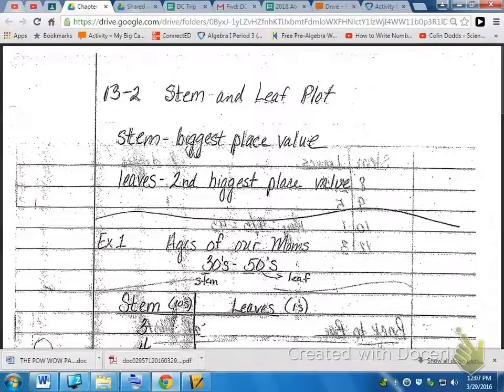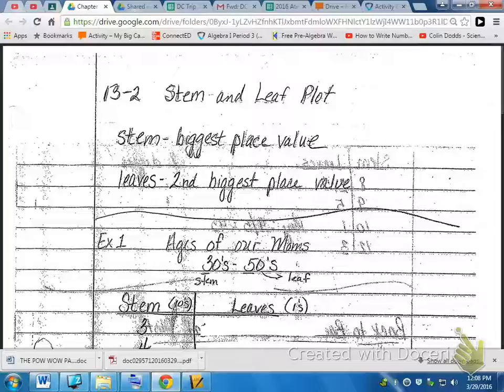Lesson 13-2, stem and leaf plot. The one thing that you need to remember is the stem is usually the biggest place value, and the leaves are the second biggest place value.